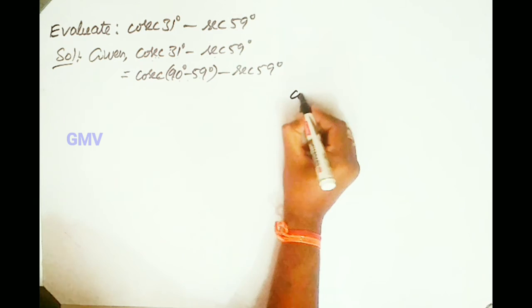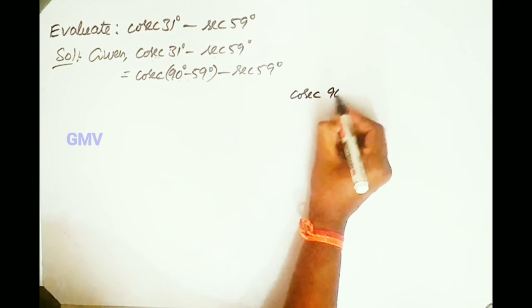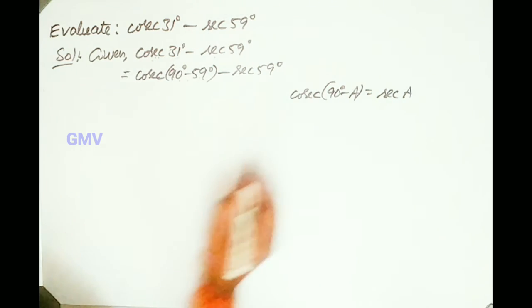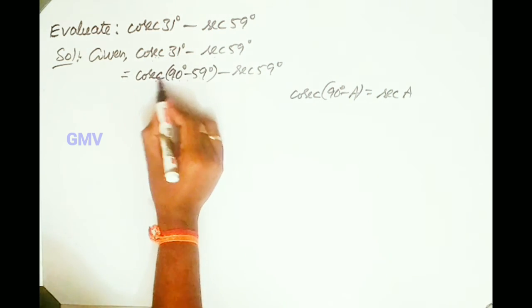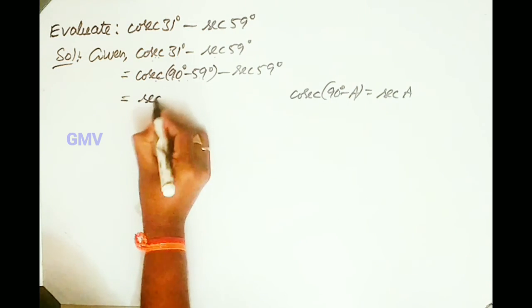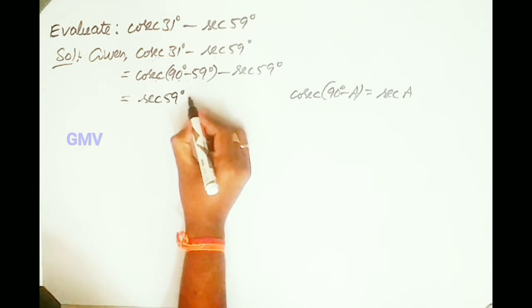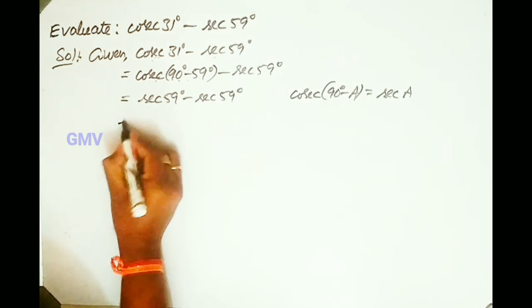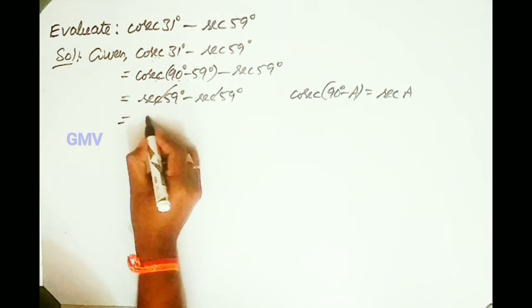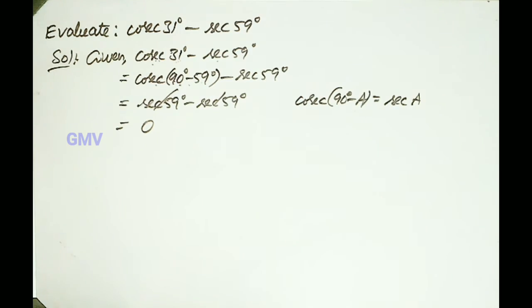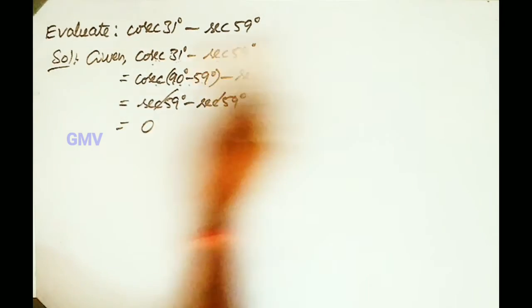The next step, we know that cosecant 90 degree minus A is equal to secant A. So here cosecant 90 degree minus 59 degree can be written as secant 59 degree minus secant 59 degree as it is. Then these two will get cancelled. We will get 0 as answer. See the next problem.